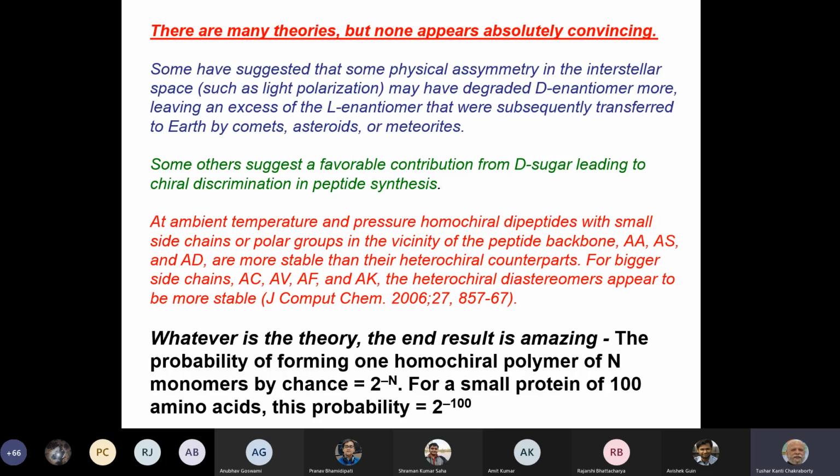So there are many theories, but whatever it is, the result is amazing. As I have written at the bottom, for a homochiral polymer of n monomers, and you have one isomer, the probability is 2 to the power minus n. For a small protein, suppose you have 100 amino acids, that probability becomes 2 to the power minus 100. But you get only one isomer, so the end result is very amazing, and so is the way evolution has taken place and where we have reached today.